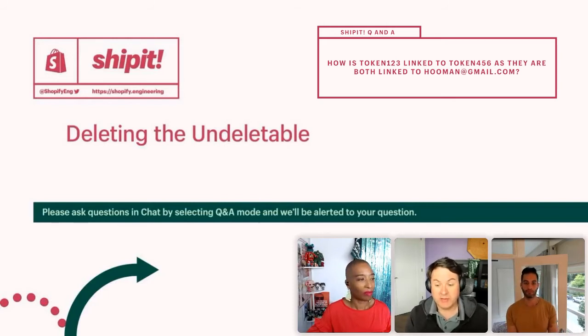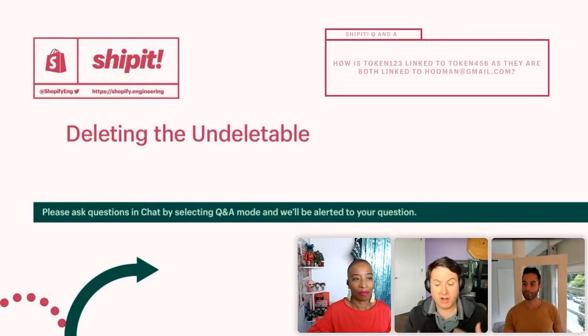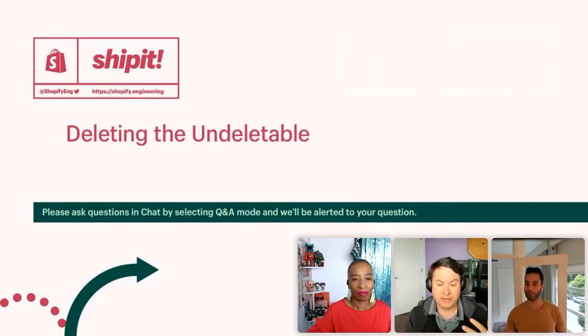And so when we do that, we have to respect that we delete them only from the merchant that requested it, and not delete them from the merchant who didn't. And that's why we have to treat them almost as two different people. So they are the same email address, but in our system, intentionally, they're treated as if they were completely different people.